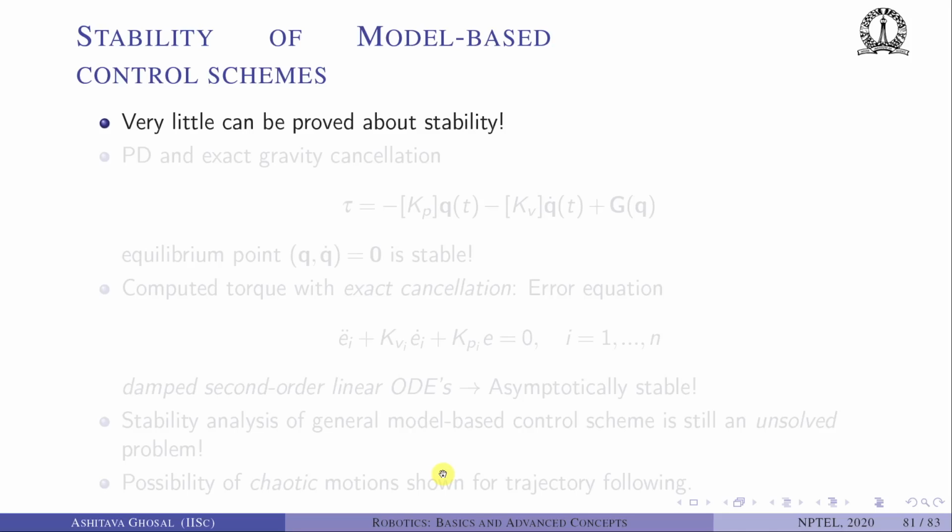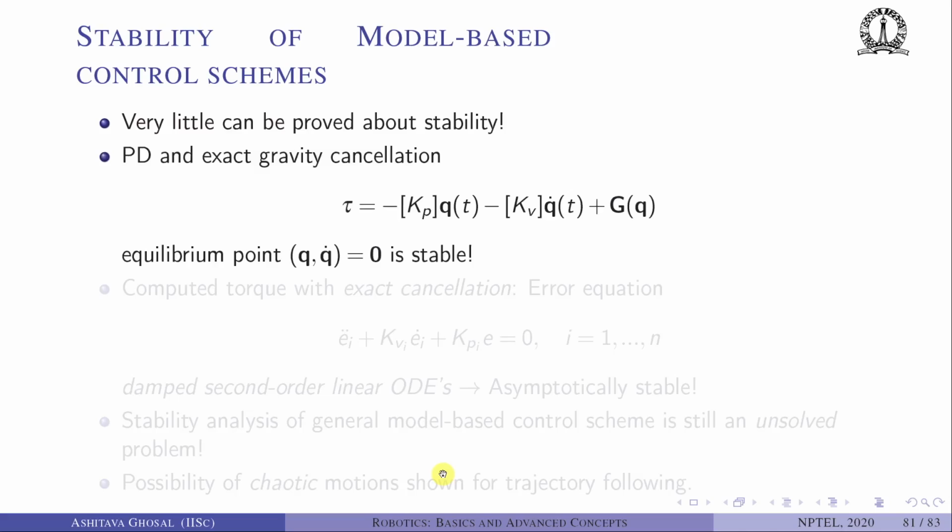So how about stability of model-based control schemes? Again, very little can be proved about stability. As I said, PD with exact gravity cancellation, so tau is minus Kp q tilde minus Kv q dot tilde plus gravity G of q, can be shown to be stable. Why? Because the gravity is going away and we are left with the equation tau equal to M q double dot plus Coriolis and centripetal terms, and that we showed is stable.